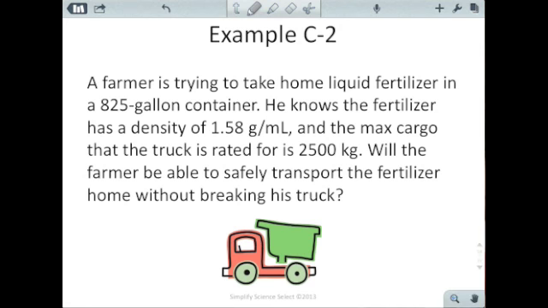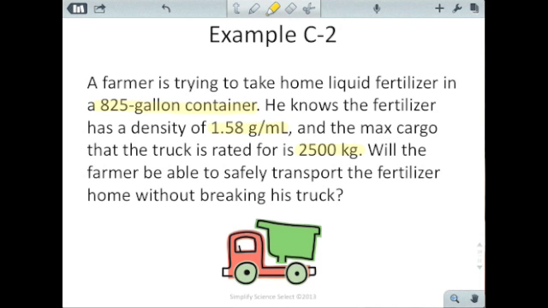Okay, looking at example C2, it says a farmer is trying to take home liquid fertilizer in an 825-gallon container. He knows the fertilizer will have a density of 1.58 grams per milliliter, and the max cargo of his truck is rated for 2,500 kilograms. Will the farmer be able to safely transport the fertilizer home without breaking his truck?